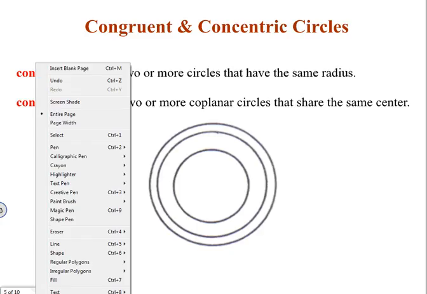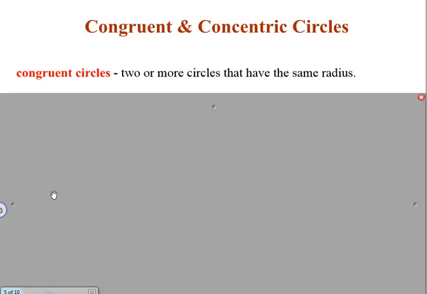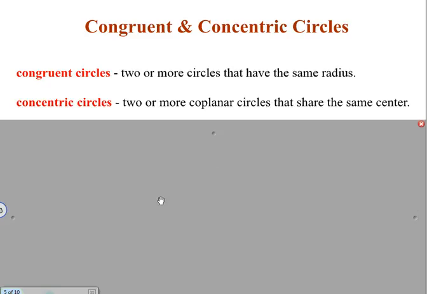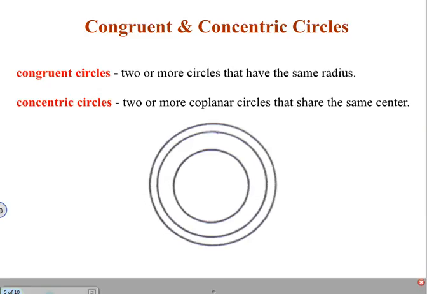So next we talk about congruent and concentric circles. So we start with the definition of congruent circles. Two or more circles that have the same radius. And the definition of concentric circles, two or more coplanar circles that share the same center. And then we have the diagram here showing three concentric circles.